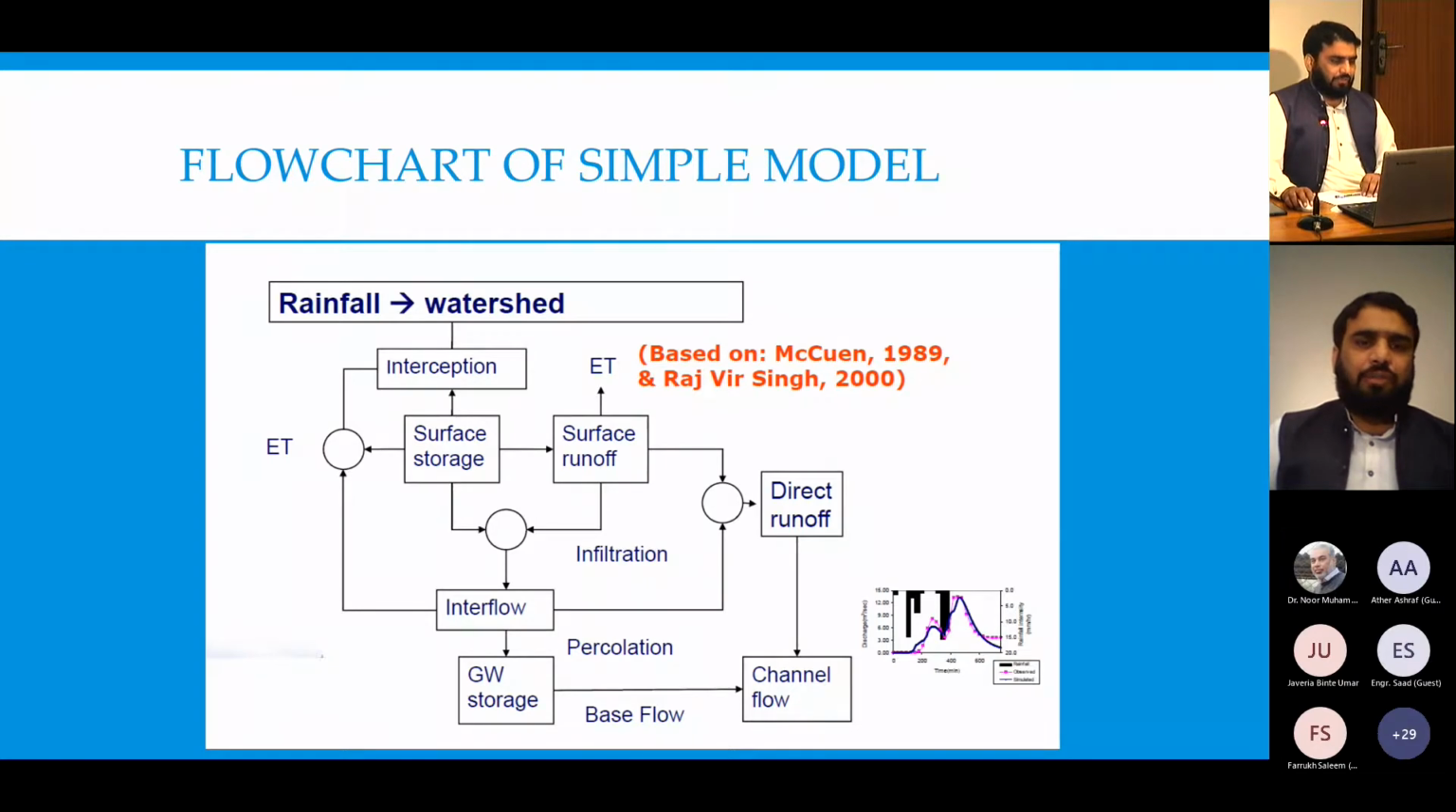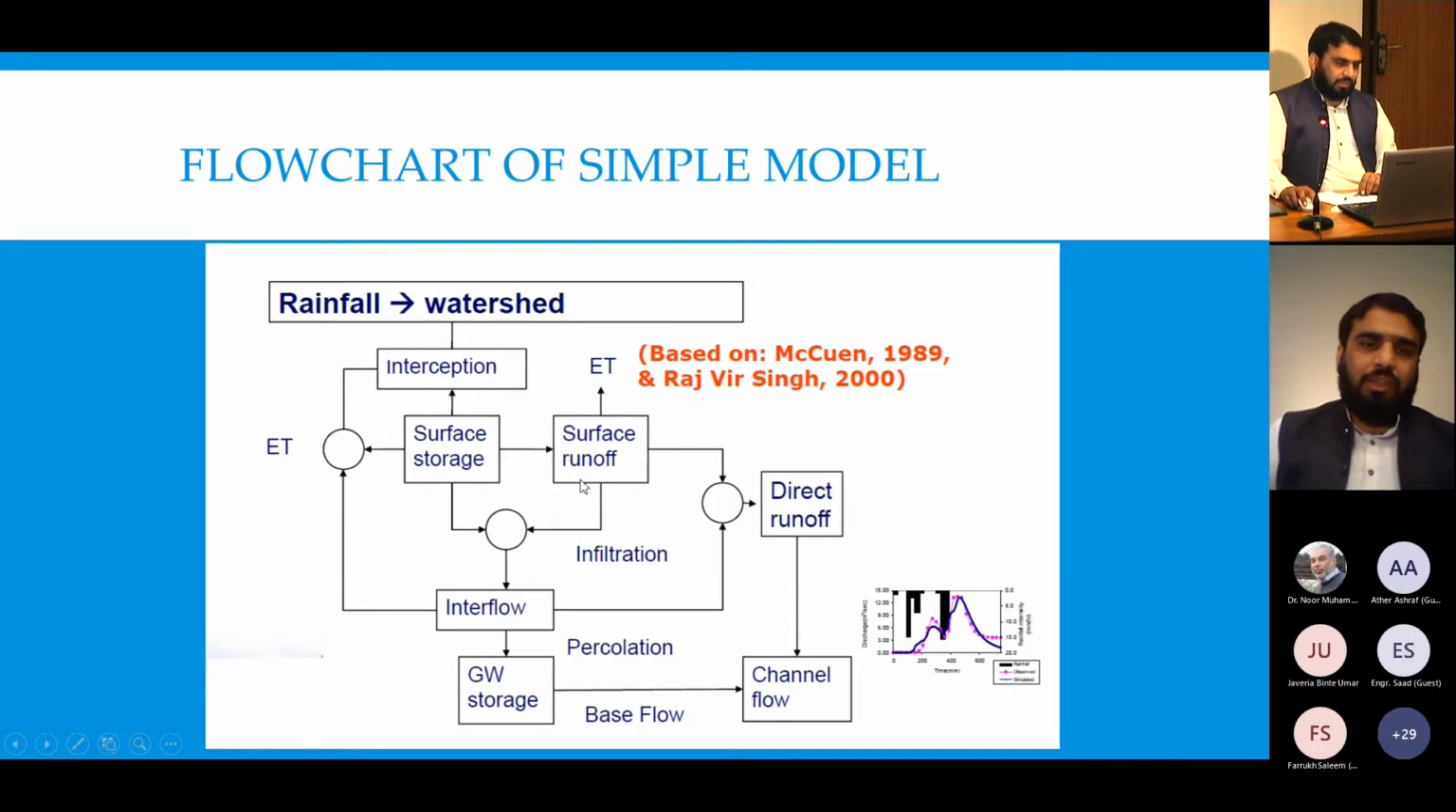interception and the surface storage. Other than that, the surface storage can cause evapotranspiration, and also if it goes into excess, then it could be converted into the surface runoff, and from the surface runoff there could also be evapotranspiration.